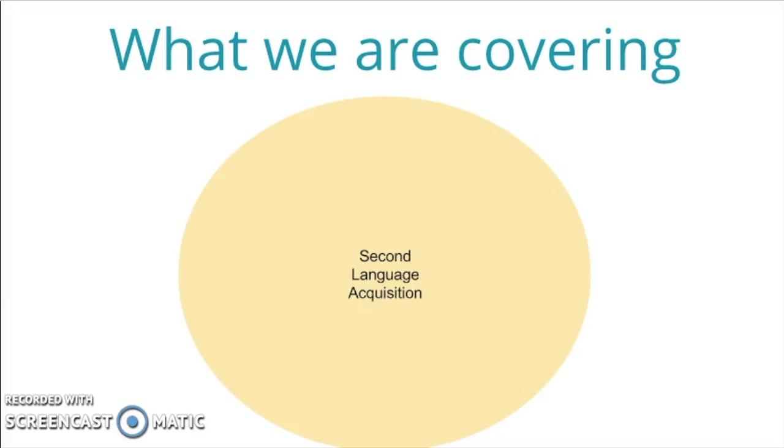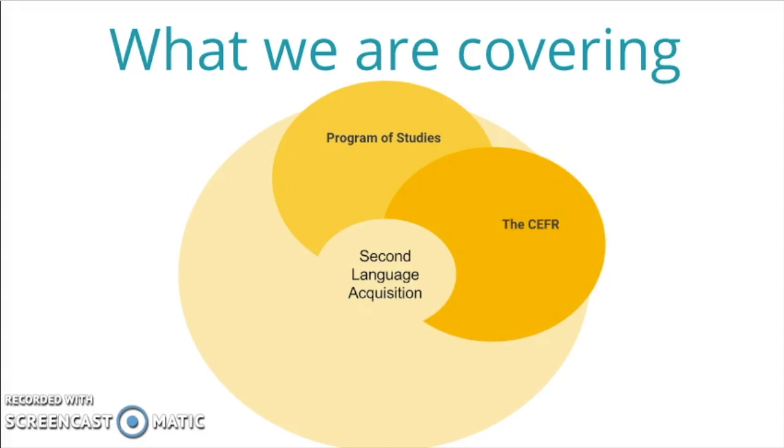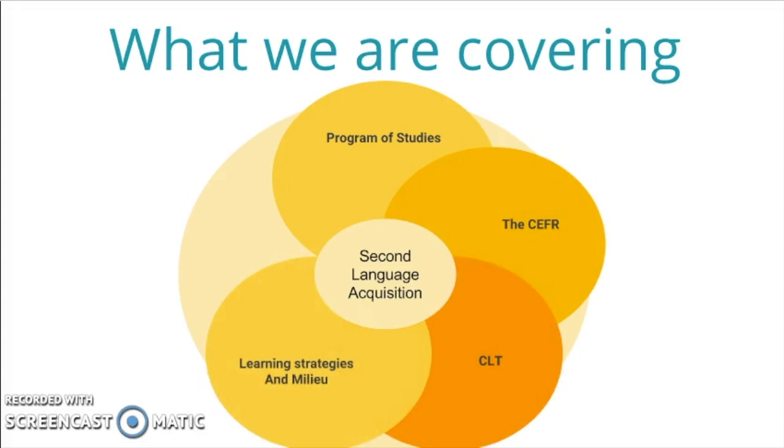Alright, so let's go over what we're covering today with regards to second language acquisition. The 5 major influences on students' path to acquiring a second language are going to be the program of studies, the CEFR, the CLT, learning strategies and milieu, and last but not least, assessment.